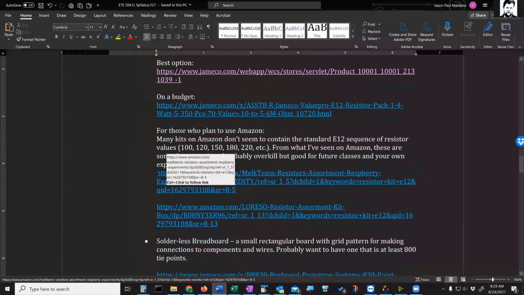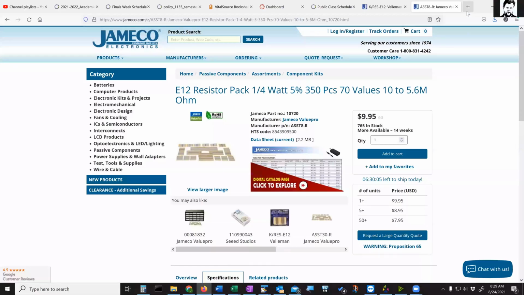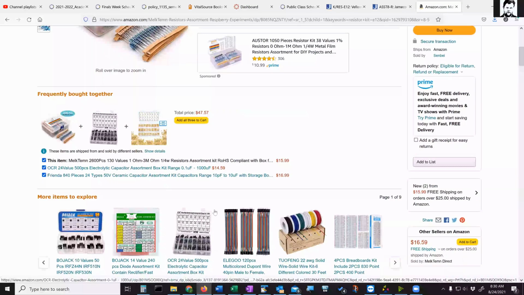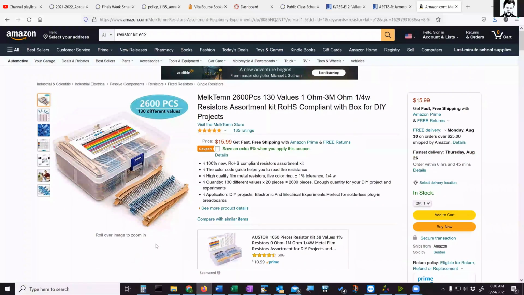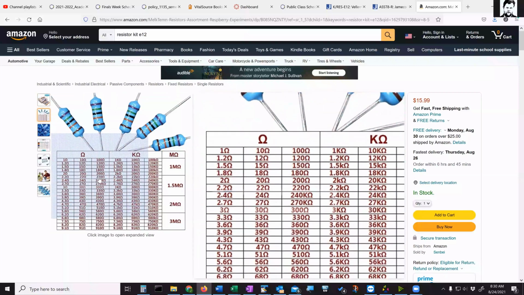There's some Amazon options I put in here. I looked kind of carefully through the Amazon options. A lot of them were not very good, in my opinion, because they didn't have the right sequence of values. A lot of the ones I saw here only had like 100, 220, 470, 100, 220, 470. They didn't have anything from the 300s or 500s. And this one has too many different values.